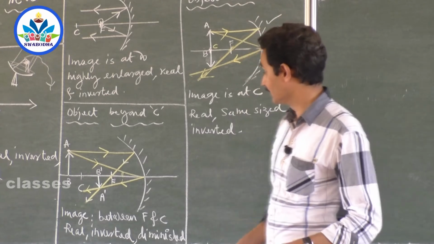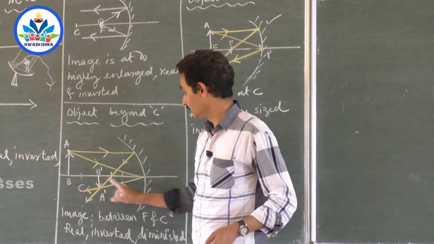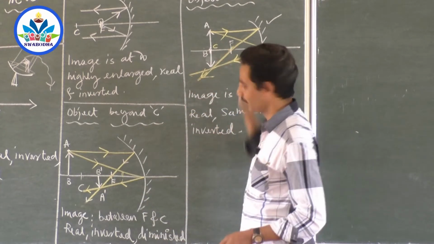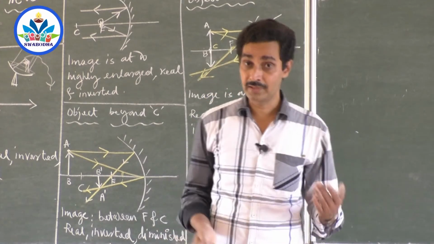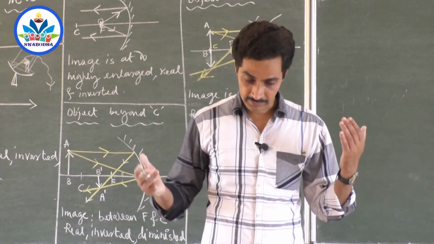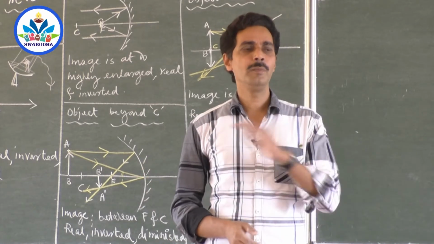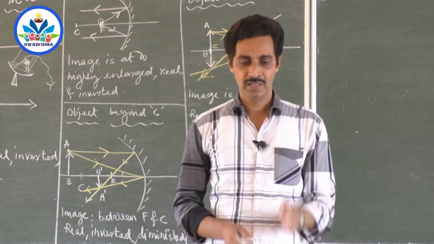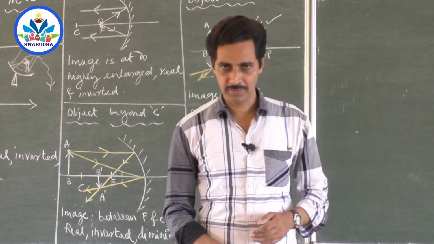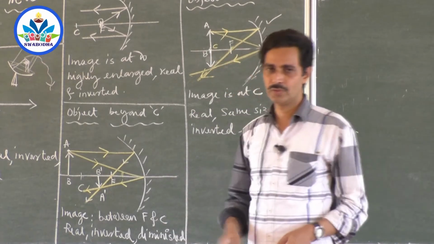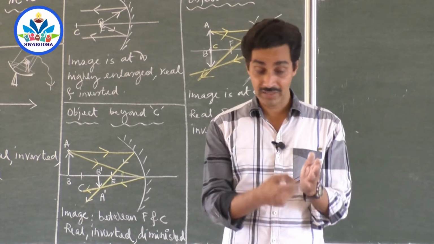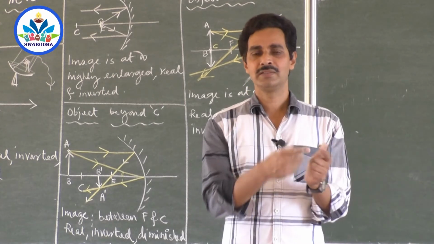Now when the object is beyond C, the image is between F and C, right? When the object is at C, the image is also at C. This is a particular case. Except a plane mirror, no other mirror can produce a real image of the same size when the object is kept at a certain distance from it. Only a concave mirror can produce it. Other than the concave mirror, we don't have any other mirror. Only a concave mirror can produce a real, inverted image of the same size.